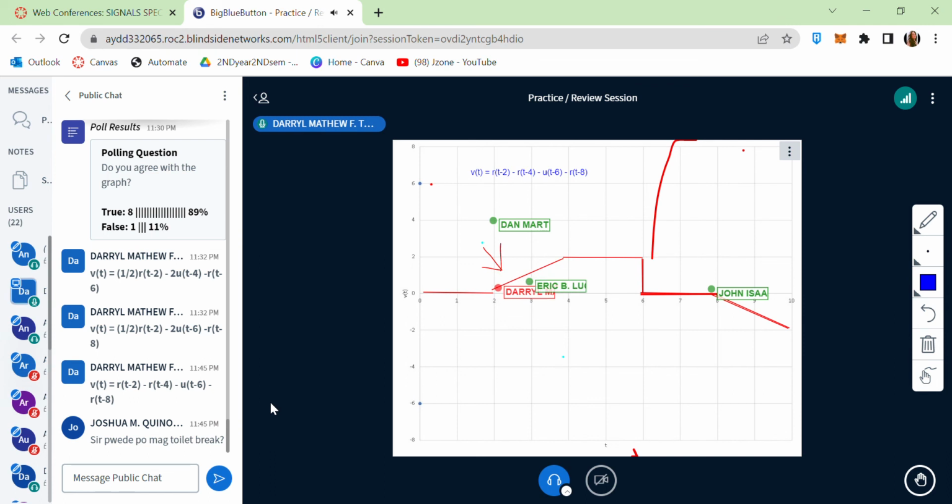Itong step function? Ito. Itong part na to, bale, nangyari kasi with this segment, oops, mali yung input ko. Yung nangyari with this segment, galing siya dito. Prior to that kasi, wala tayong ibang input here. Paano naging positive yung slope? Dahil sa fact na yung coefficient ng r, technically positive 1 siya.